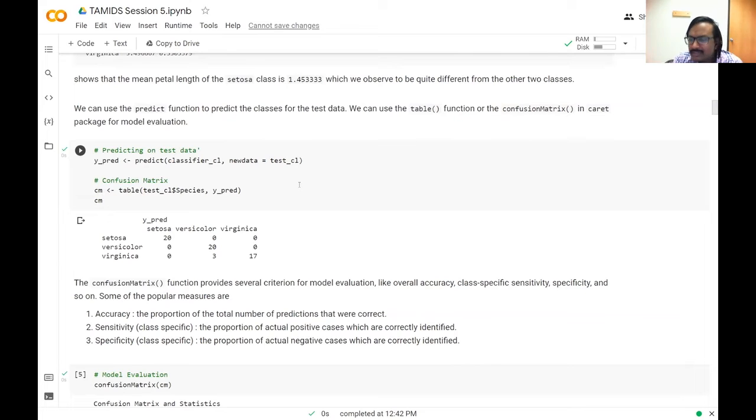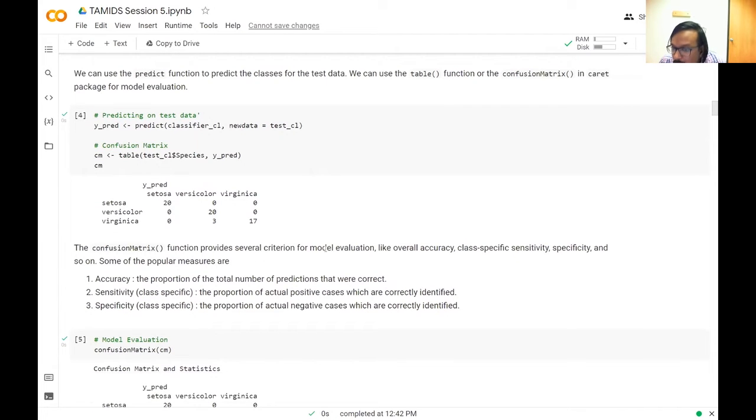Now, if we look at the table, notice that all we are doing is subjectively talking about the performance: all the 20 setosas were correctly predicted, so that is good. 3 of the virginicas were predicted to be versicolor, so that's not perfect. But how do we properly quantify the performance? We can use a confusion matrix function that we are going to learn, which provides several criteria for model evaluation, like accuracy, which is a very common measure. Accuracy simply gives you the proportion of the total predictions that were correct. Here, 57 out of 60 predictions were correct, so the accuracy is 57 out of 60 as a percentage.